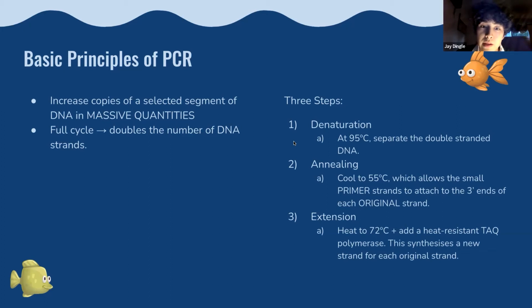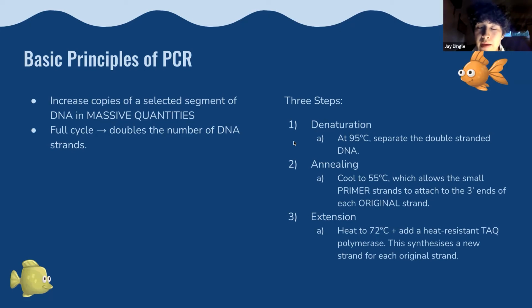With these steps on the right-hand side, it's actually really important that you remember approximately what temperatures are required for each of these steps, because this is a pretty common exam style question. So first we have denaturation at 95 degrees Celsius, which will separate the strands of DNA. Next, we have a process of annealing where we cool the strands of DNA to 55 degrees Celsius, which allows the primer strands to attach to the 3' ends of each original strand.